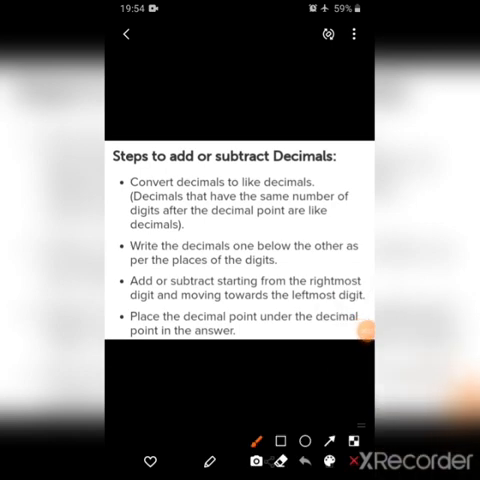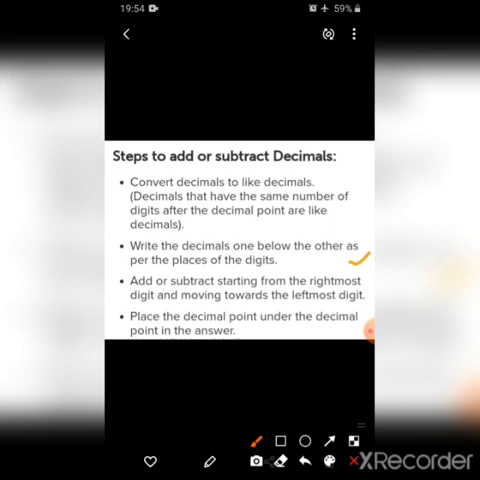the same number of digits after the decimal point are like decimals. Write the decimals one below the other as per the places of the digits.